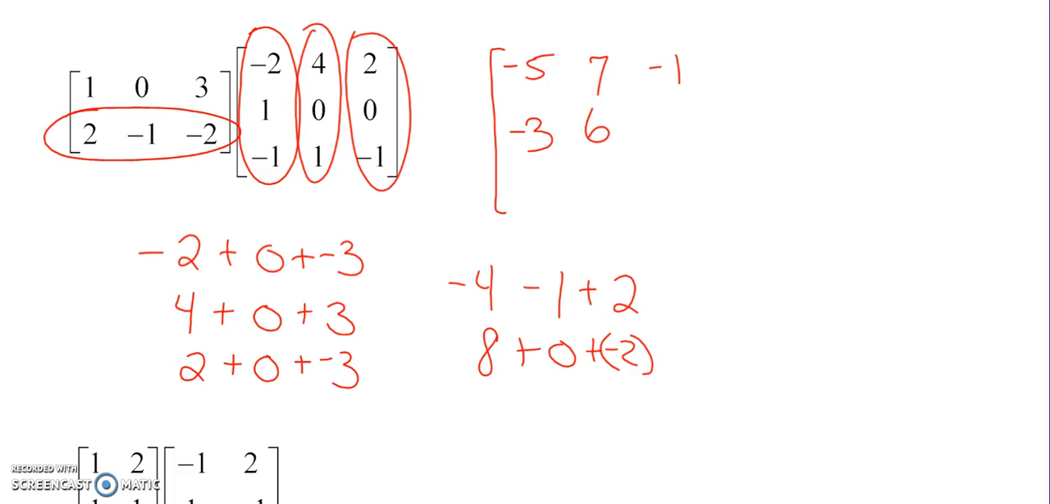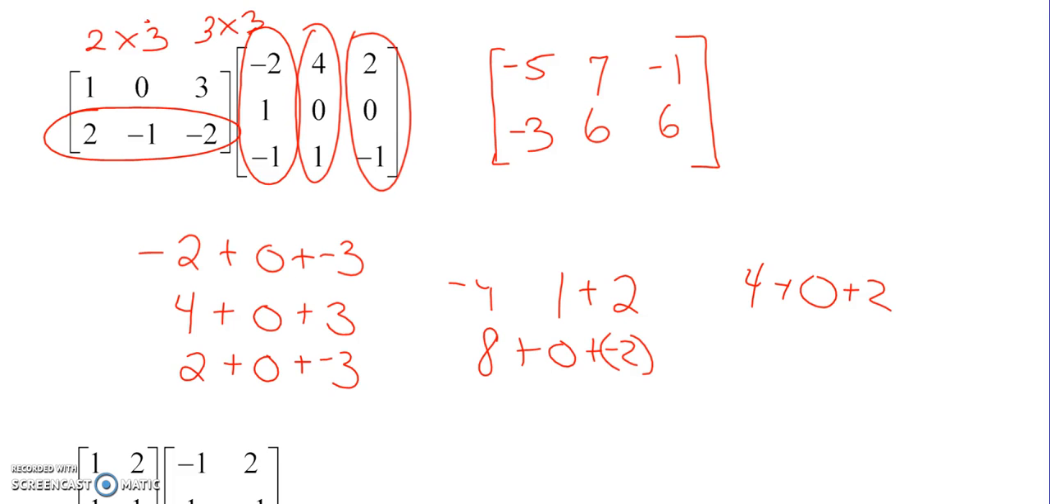Last one. Bottom row, 2 times 2 is 4. So that's 4. I'm going to get plus 0 and then plus 2. That answer is 6. My answer here is a 2 by 3 matrix, and the reason it's a 2 by 3 is, well, this is a 2 by 3 matrix. This is a 3 by 3 matrix. Well, these ones matched. That's why we could multiply them. And my answer is a 2 by 3 matrix every single time.